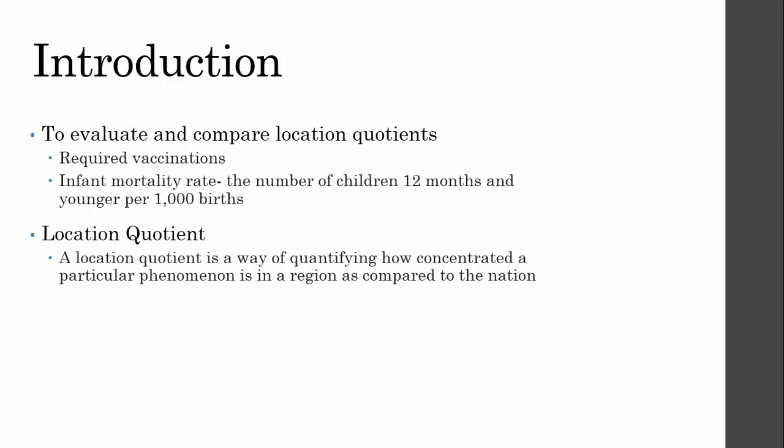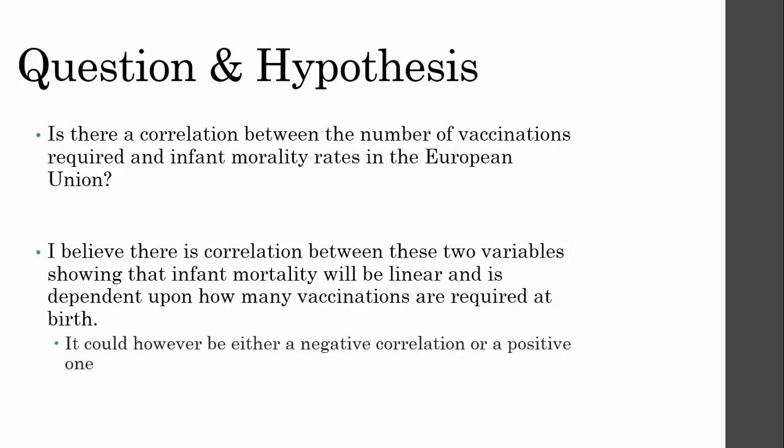And a location quotient is a way of quantifying how concentrated a particular phenomenon is in a region. So the particular thing in a country as compared to the nation. So like as compared to the continent as a whole.